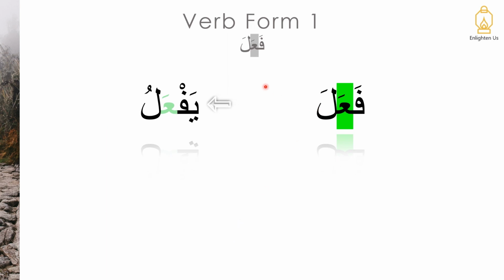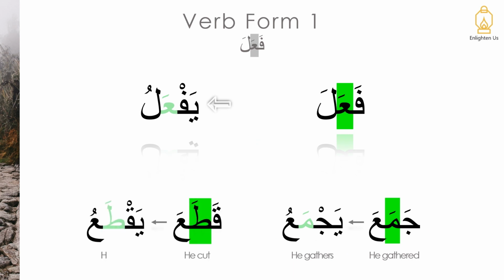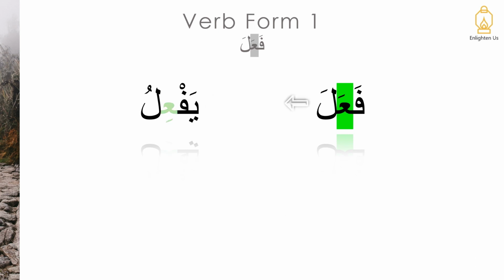So for verb form 1, you have فعل. You can have a فعل مضارع, the present tense, which is يفعل. So let's have a look at some examples. You have جمع, he gathered, يجمع, he gathers. Or you have قطع, he cut, يقطع, he cuts. Let's have a look at another example.